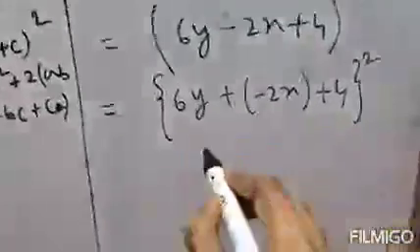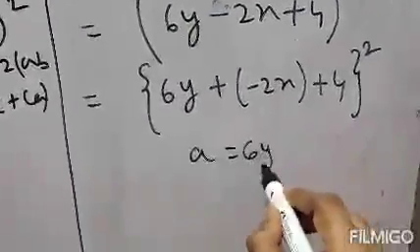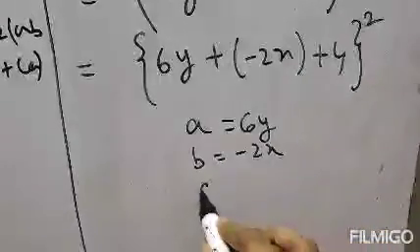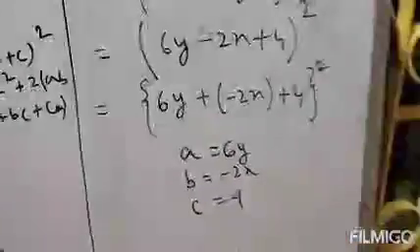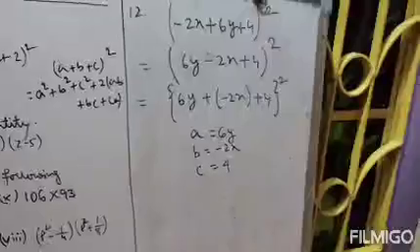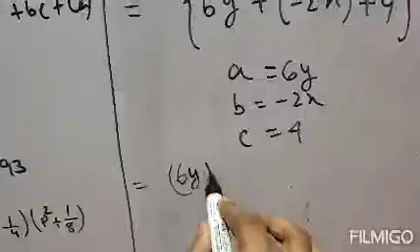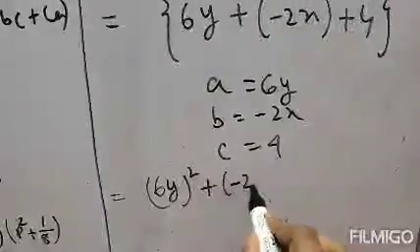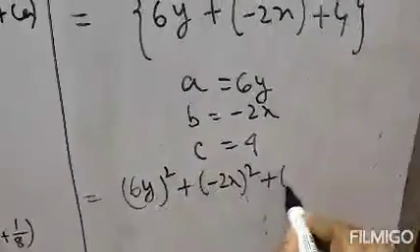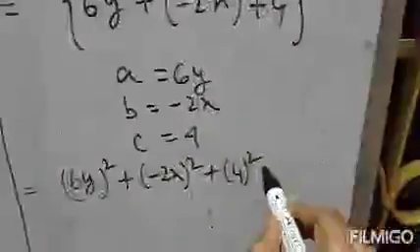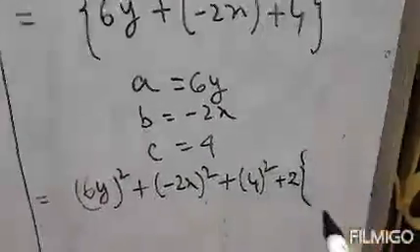So a is your 6y, b is your minus 2x, and c is your 4. Now put it in the formula: a square plus b square plus c square, and then plus 2ab.